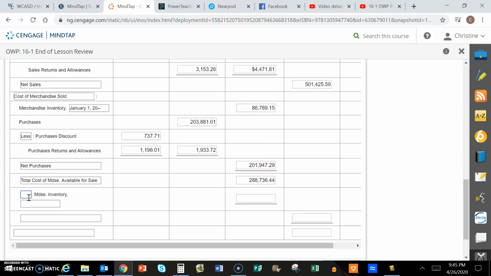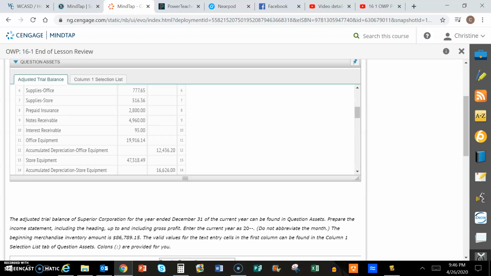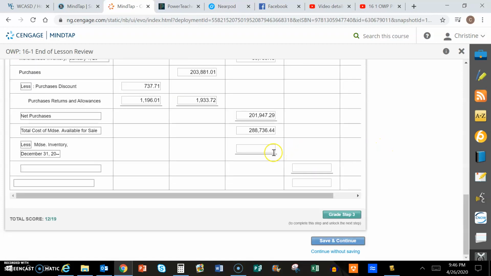Okay, then we're going to take out the ending inventory. So less inventory for December 31st, 20 dash dash. Okay, so that number, again, this merchandise inventory number is coming from up here. So you go to your assets, the 81,017, that number right there. I don't know if we can copy and paste it. Let's see. I know we can. So 81,017.26.